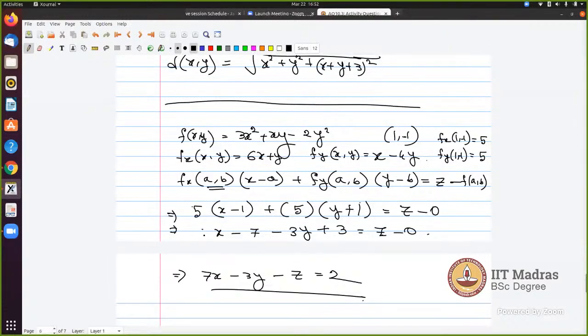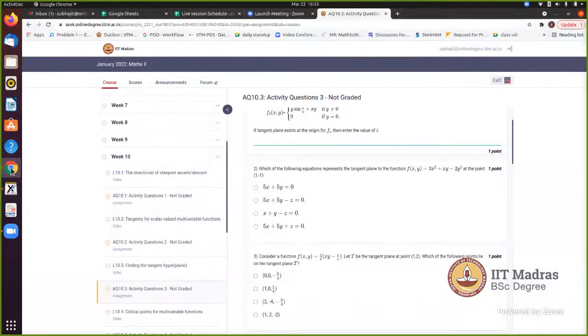So this is 5x minus 5. This is plus 5y plus 5. So what we are getting as the equation? 5x plus 5y minus z equals 0. Is there an option like this? I think 5, it's there, I guess. Maybe. Yes, so I think I made a mistake in option 1 and minus 1.